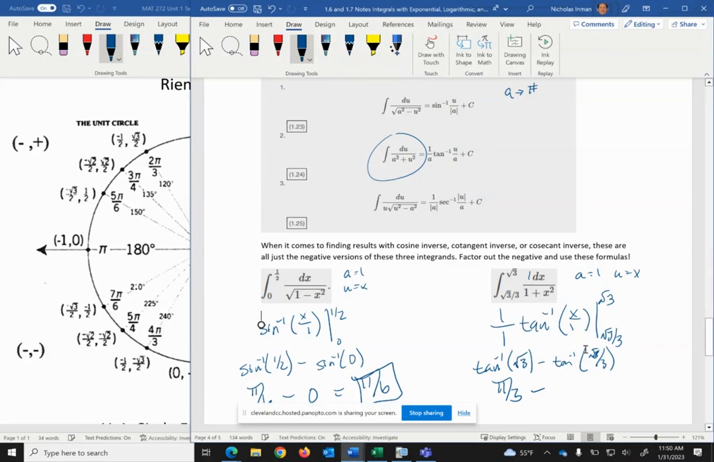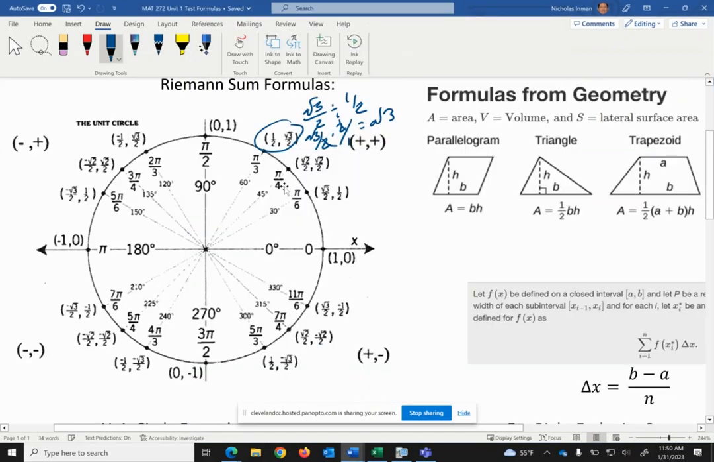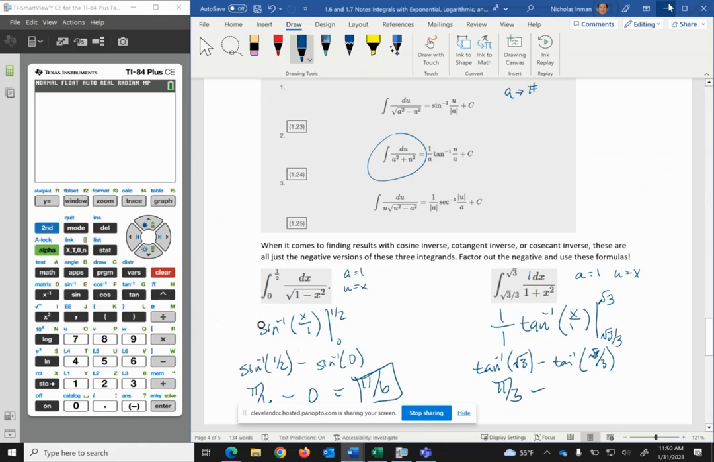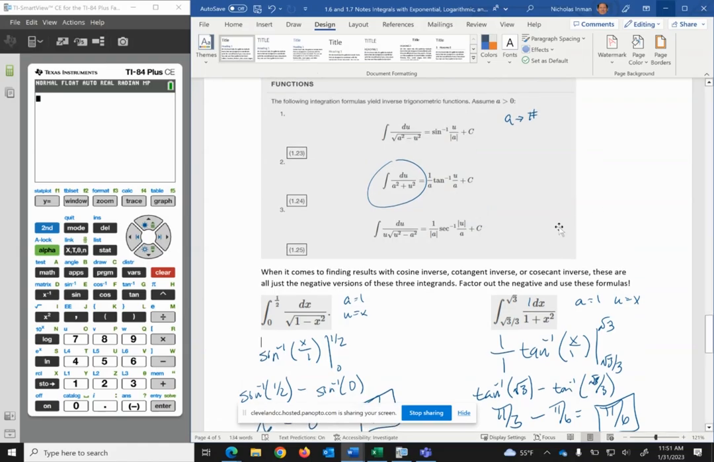And tangent inverse of radical 3 over 3 is actually that right there. If we do the 1/2 divided by radical 3 over 2, we get 1 over radical 3. If we rationalize, we get that radical 3 over 3. So pi over 6 for that answer. So we got to do pi over 3 minus pi over 6. Well, pi over 3, that's 2/6 minus 1/6 is pi over 6. And that is the big idea there.